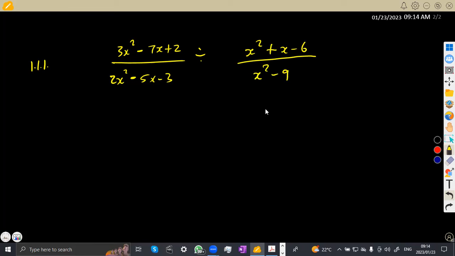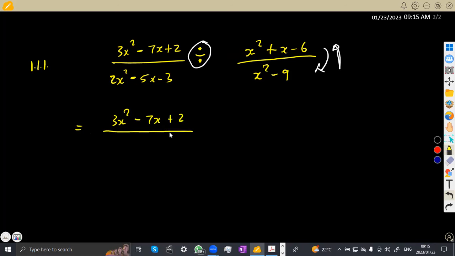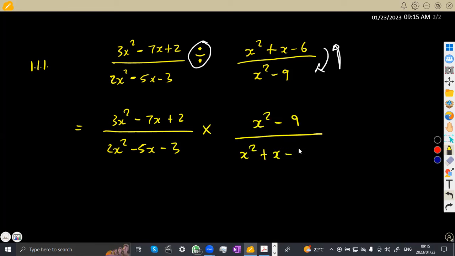Okay, whenever you're given such type of equation, if you are dividing, before you think of factorizing, introduce the multiplication. Remember, the moment you introduce the multiplication, you invert the second fraction. That is, you interchange the second fraction. So the first fraction is going to remain as it is, 3x squared minus 7x plus 2, everything over 2x squared minus 5x minus 3, multiplied by x squared minus 9 over x squared plus x minus 6.